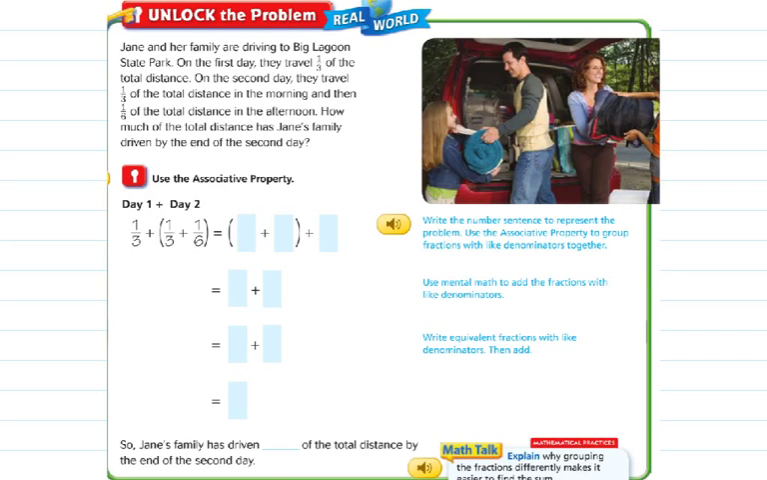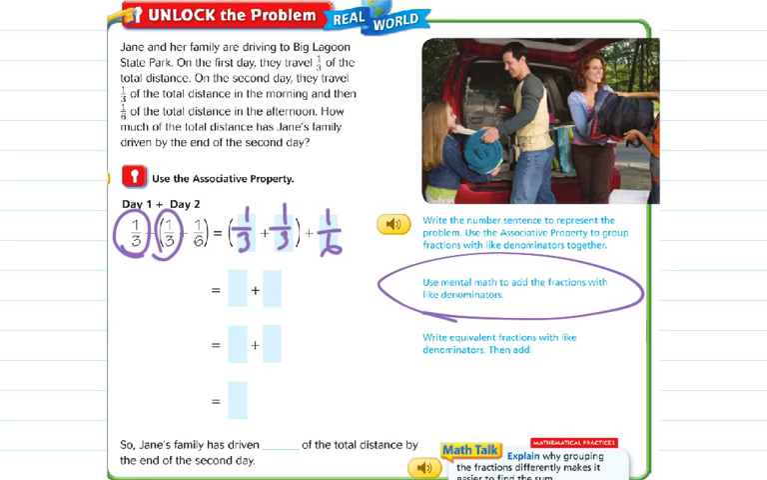So boys and girls, what we're going to do is we're going to take these two fractions and group them together. So we're going to put them in parentheses because we're going to add them first. Then it says use mental math to add the fractions with the like denominators. So 1/3 plus 1/3 would be 2/3. And now we have to add the leftover fraction.